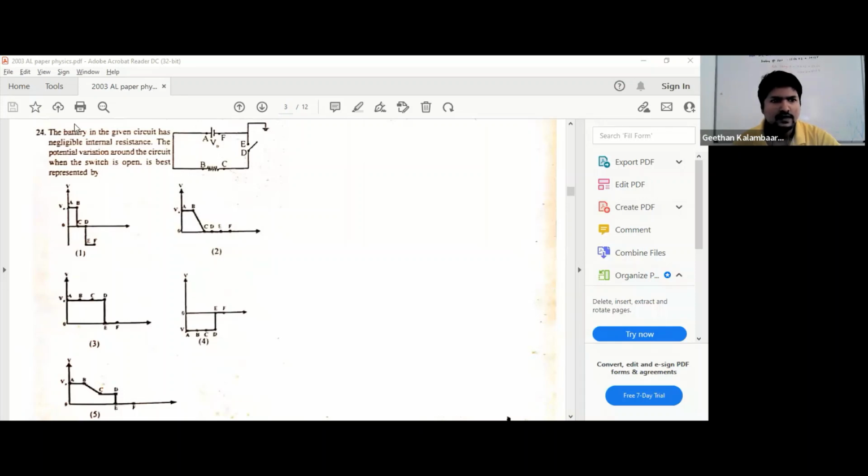Okay, it says the battery in the given circuit has a negligible internal resistance. The potential variation around the circuit when the switch is open is best represented by which graph? Here's a ground connection. Where you have a ground connection is where you have 0 volts potential, right? So there is no current. So here also we have 0 volts, and when you go from minus to plus, what is the potential here?